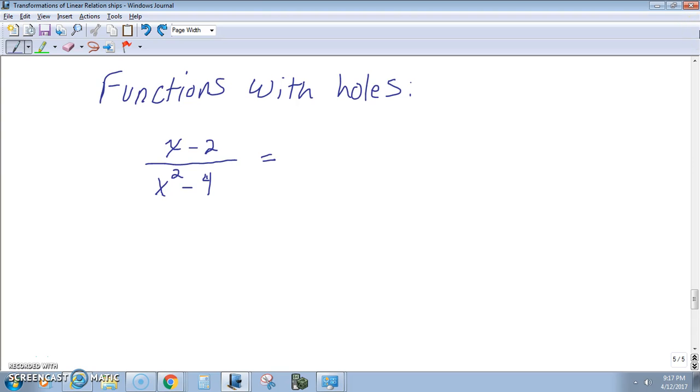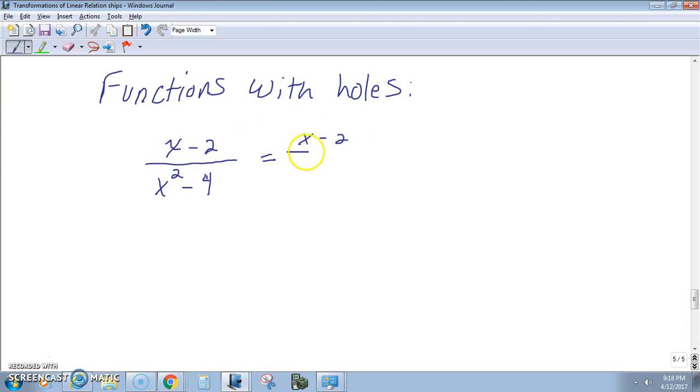And I know what you're thinking right now. You're thinking, Bingley, we don't need to factor it. We know if we put a 2 here, 2 squared is 4. 4 minus 4 is 0. The answer is 2 is going to make this function blow up. Well, that is one of them, but I want to factor it to show you something.